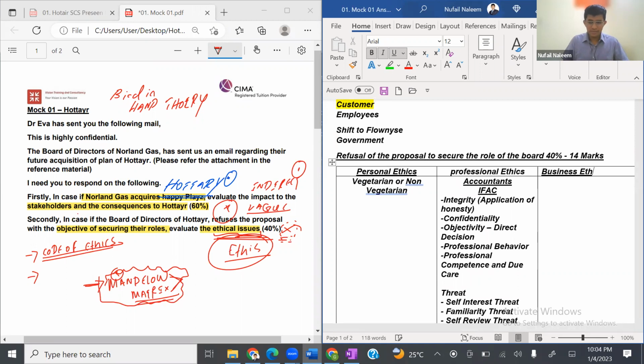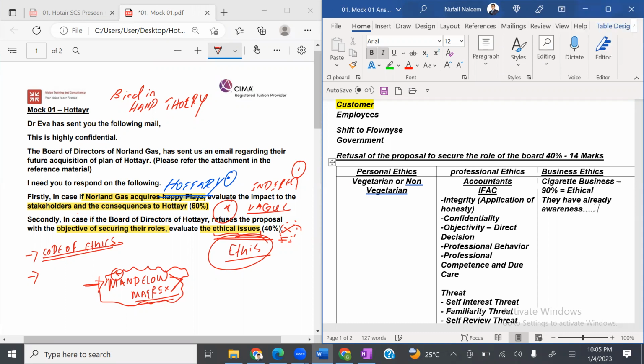The next one is business ethics. If you observe, this is a very controversial area. When we ask anyone whether the cigarette business is ethical or not, 90% will say it is not ethical. But actually, students, it is ethical. Why? They have already made the awareness: cigarette smoking is injurious to health, causes cancer. Awareness is done. And the second thing is they pay tax. If cigarette companies close down, governments of many countries will become bankrupt.